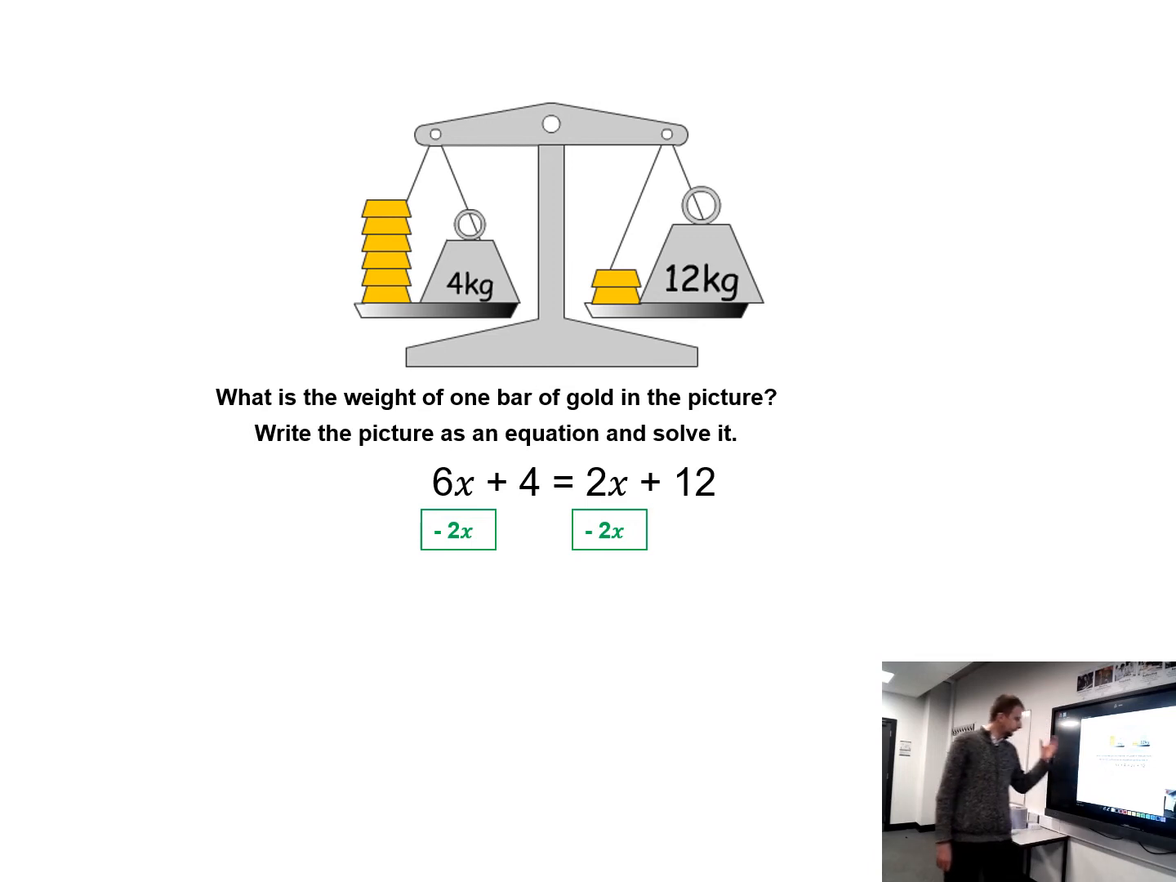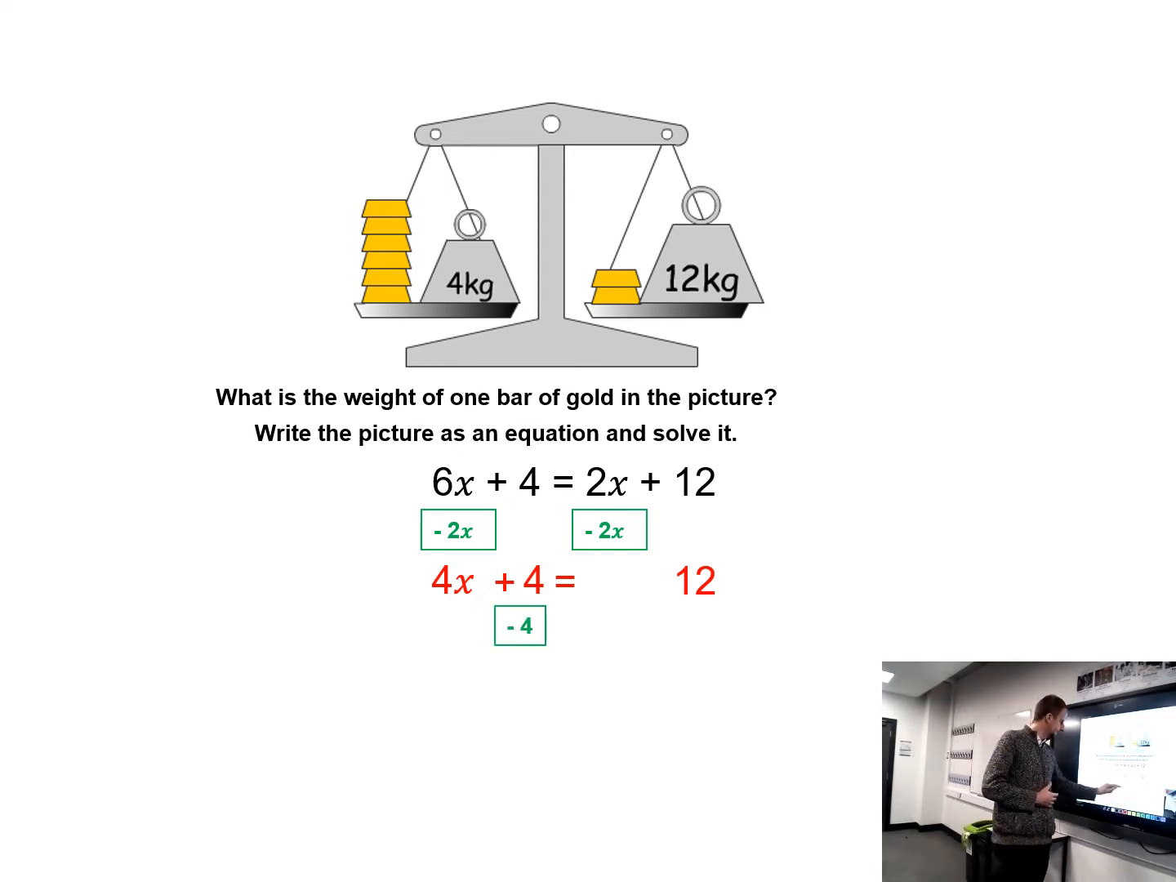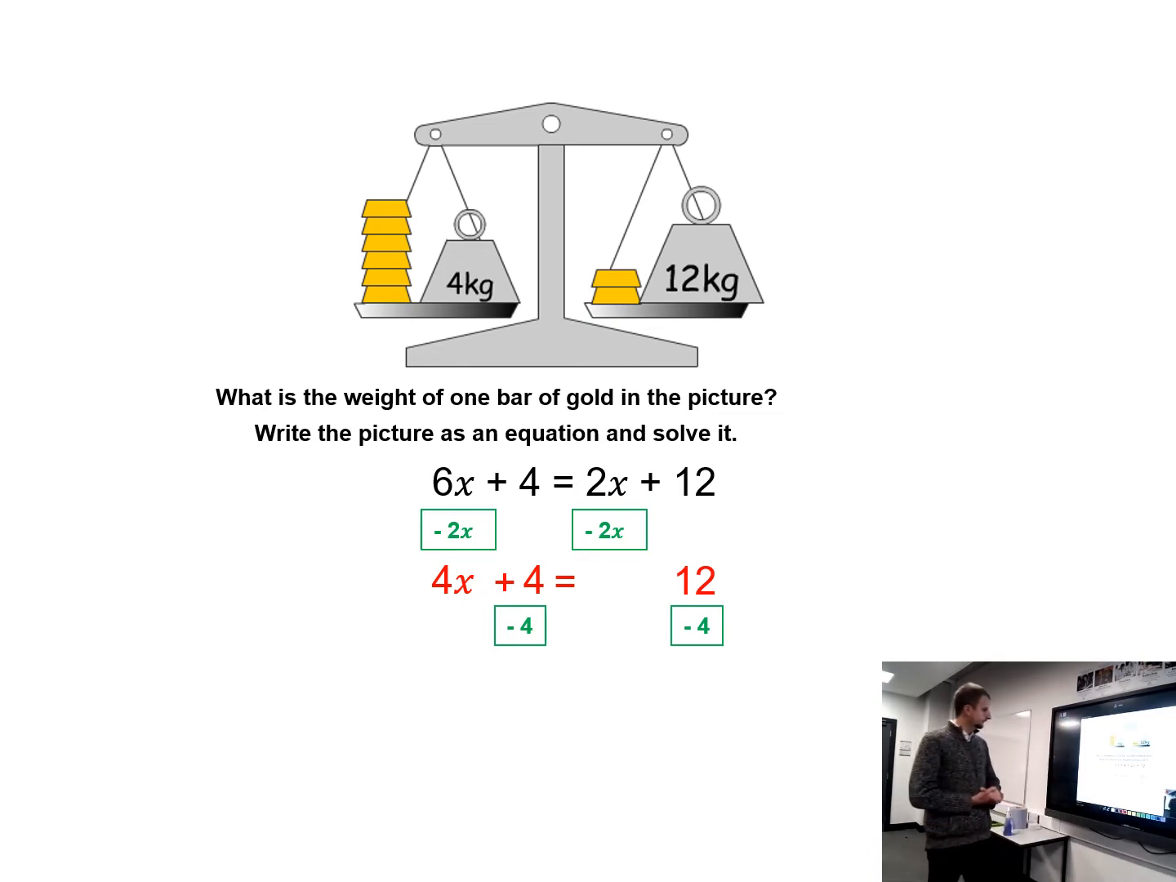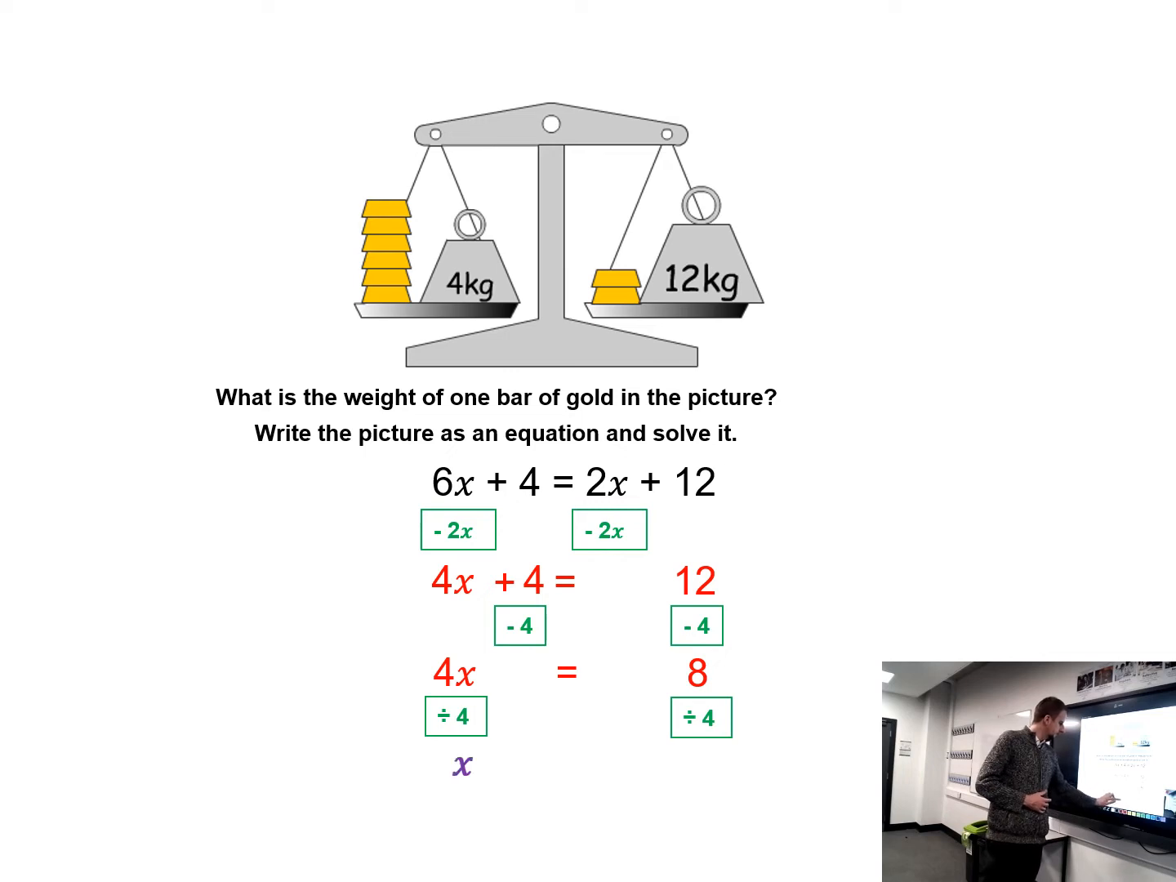So therefore we have 4x plus 4 is equal to 12. Okay, and then we want the 4x on its own, so we have to subtract 4 from both sides. So therefore we have 4x is equal to 8. Finally, to get x on its own, we need to divide both sides by 4. We get x is equal to 2.